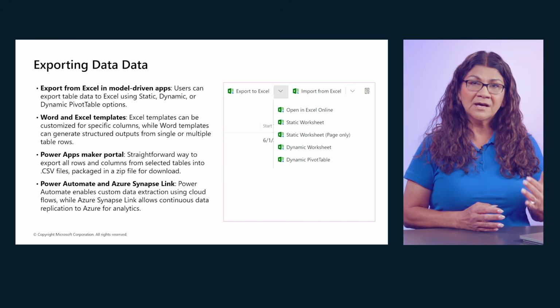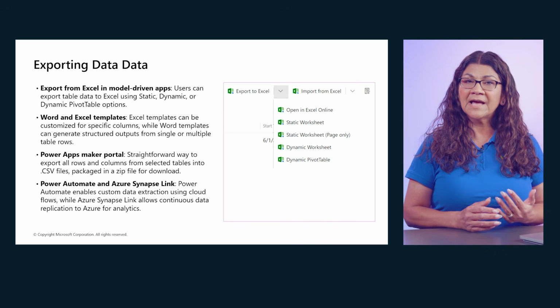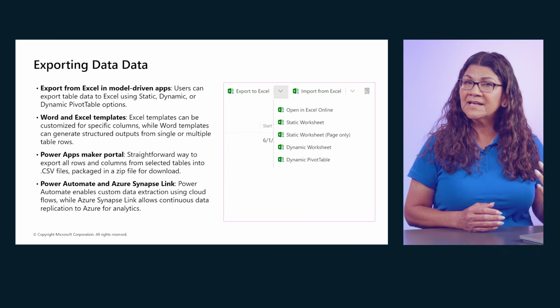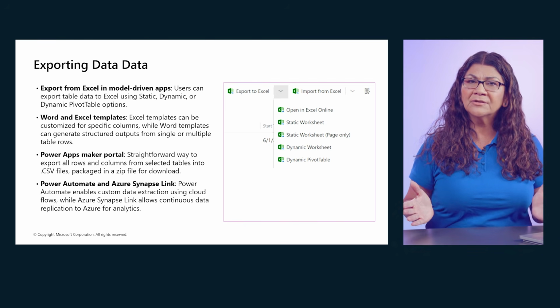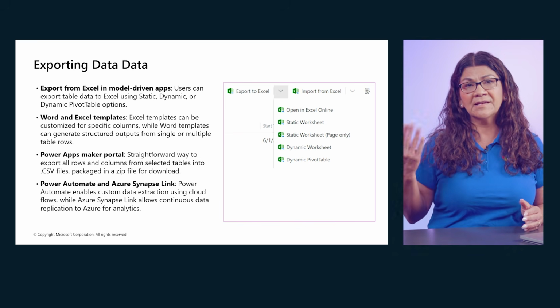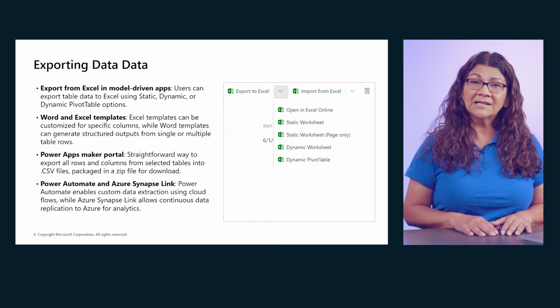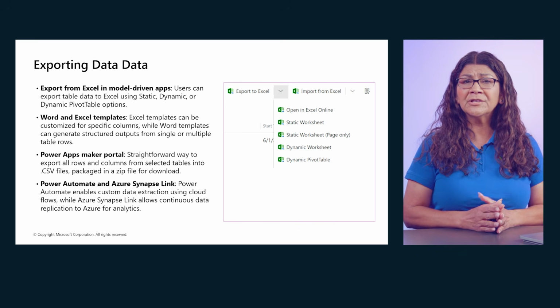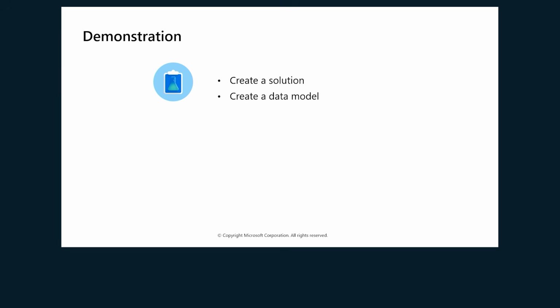Power Automate supports automated event-driven data exports using cloud flows, while Azure Synapse Link enables continuous data replication to Azure for large-scale analytics. These tools are essential for enterprises needing real-time data synchronization between operational systems and analytical platforms. Together, these export options provide flexibility, scalability, and efficiency, empowering users to manage and utilize their data across various Microsoft services and external environments. Now let's see how to create a solution and data model.